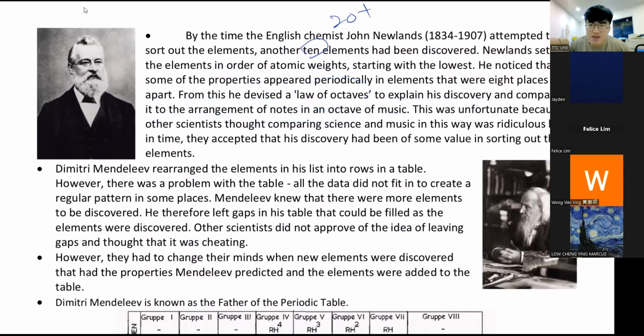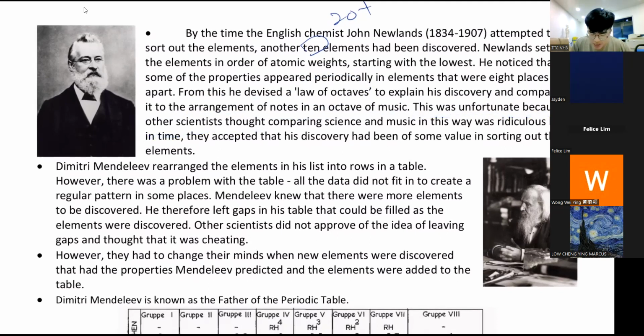Guys, he was ridiculed. This was unfortunate because other scientists thought comparing science and music in this way was ridiculous. But in time, they accepted that his discovery had some value in sorting out the elements. People laughed at him. They'd say, how can music and science come together? Guys, music is science.